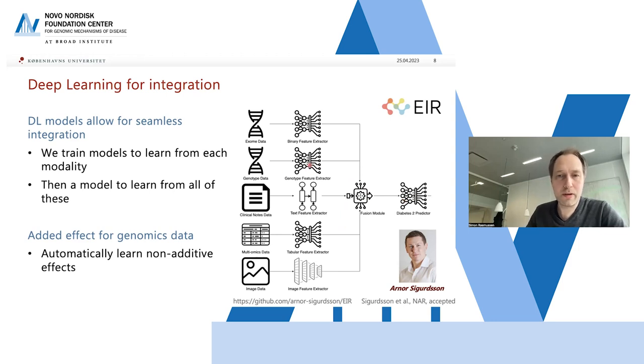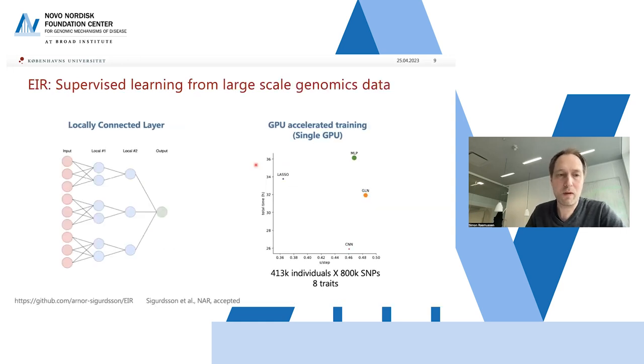And one cool thing about using these neural networks to model this genetics data is that we can also learn non-additive effects, so not only linear effects in the data. The way we approach this, first for working with only the genotype data, is that we came up with a layer in between a convolutional neural network layer and a fully connected layer, which we call a locally connected layer.